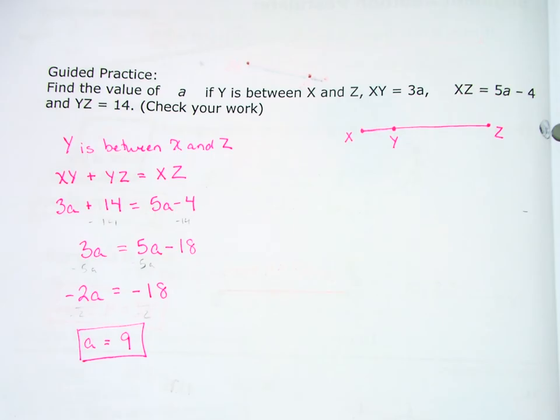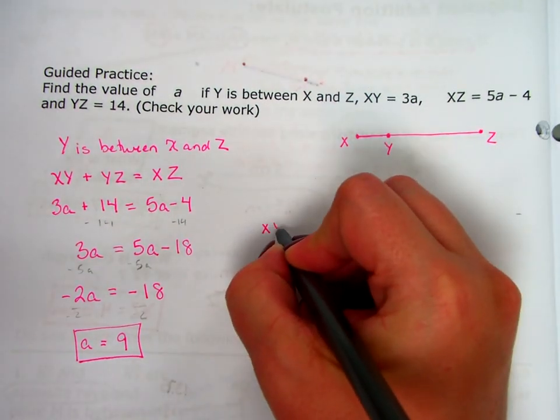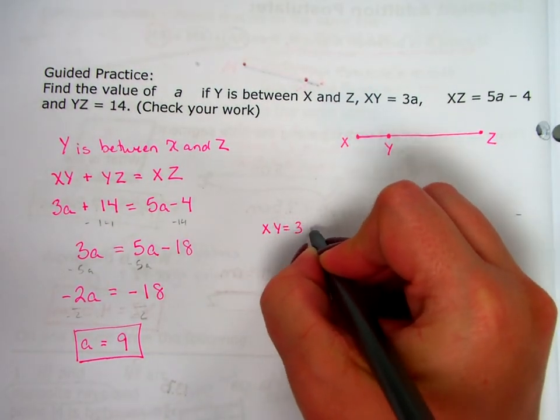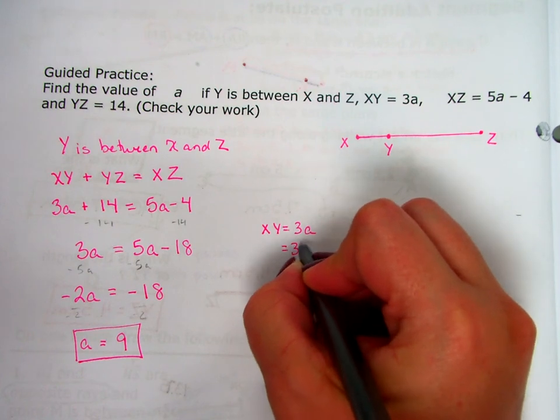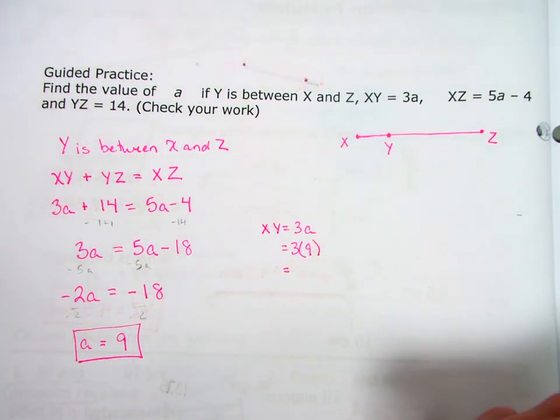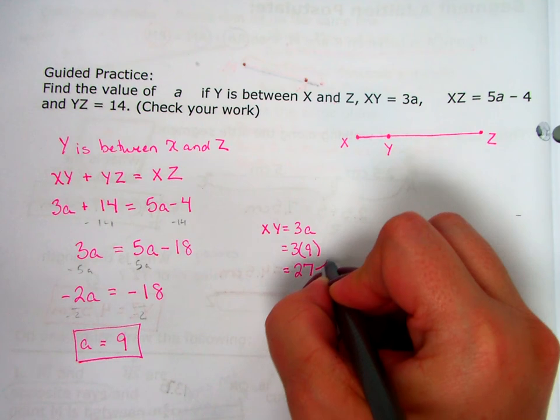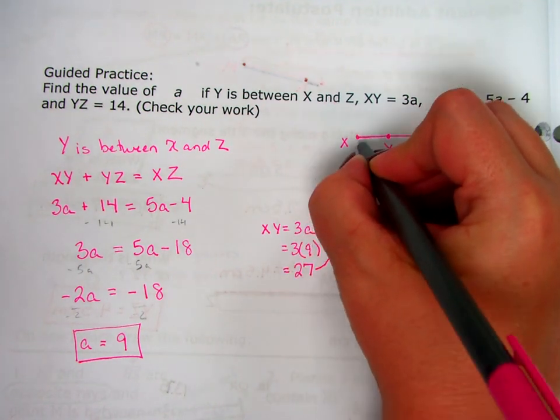Okay? Then it says to check your work. I know that xy equals 3a. So xy equals 3a, which is 3 times 9. So how far is it from x to y? 27. So x to y is 27.